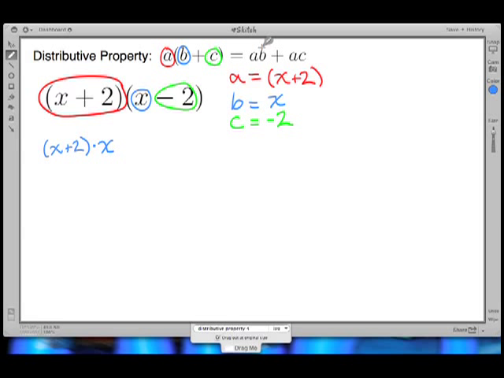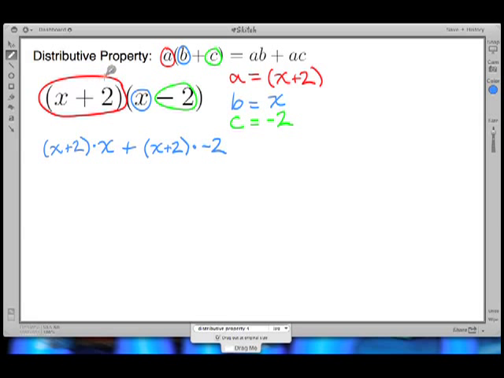So we've gotten the a times b part now, plus a times c. A, once again, is our entire x plus 2, times c, which is negative 2. Okay, we have changed our expression into AB plus AC, but we have a lot more simplifying to do.